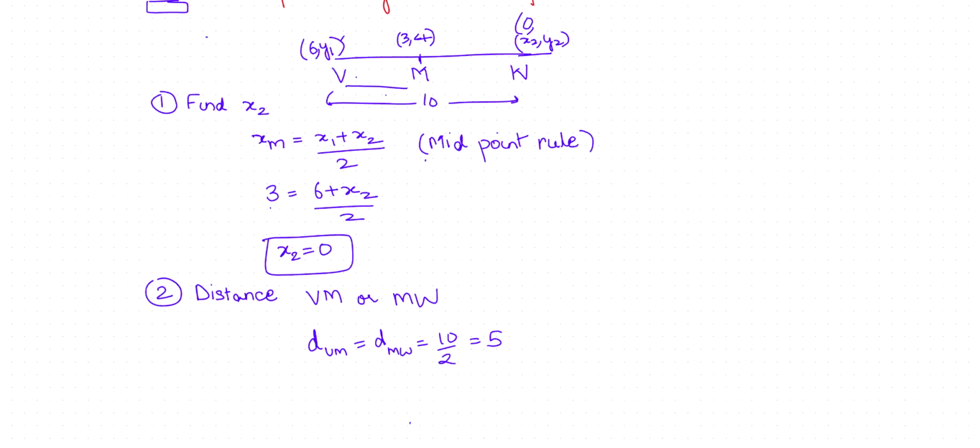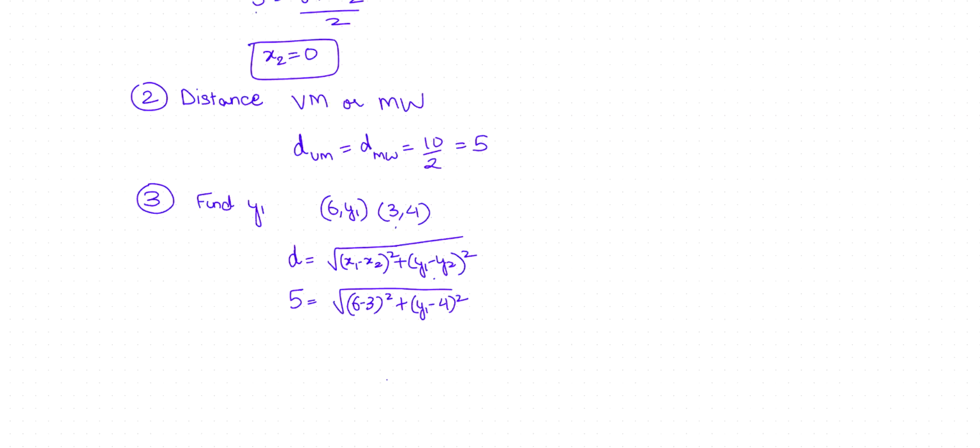Now we can get y1 here because we have all other things. We have the x coordinates, and we have the coordinates for M. So the only thing left is y1. So the distance is 5, and we can use the distance formula here, substituting all the values for x1.